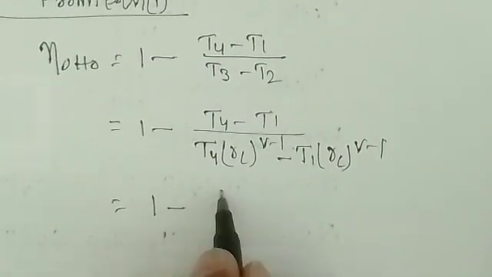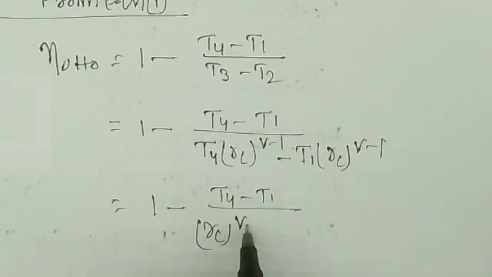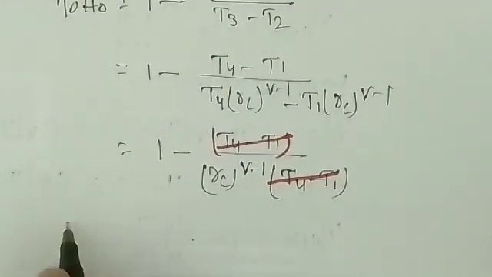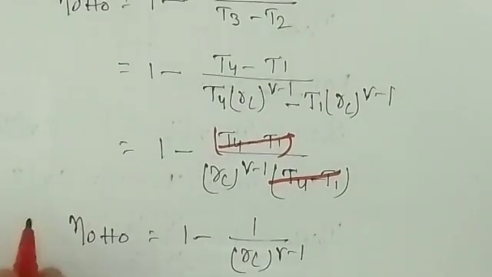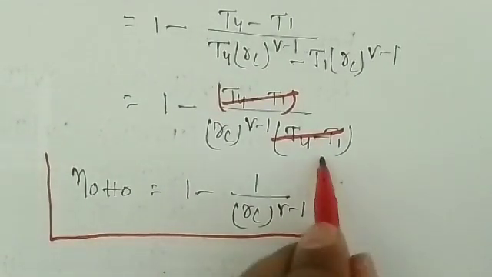So this equation will become 1 minus (T4 minus T1) by Rc to the power gamma minus 1 times the remaining (T4 minus T1). So this T4 minus T1 and this T4 minus T1 get cancelled. When it is cancelled, the equation will become like this: the efficiency of the Otto cycle is equal to 1 minus 1 by Rc to the power gamma minus 1, right? So this is the efficiency of an Otto cycle.